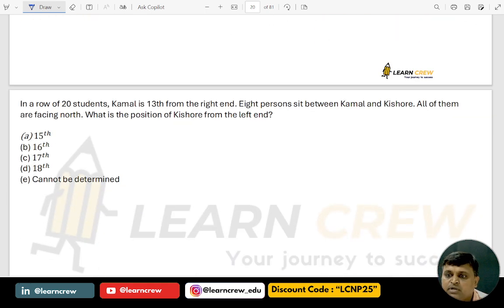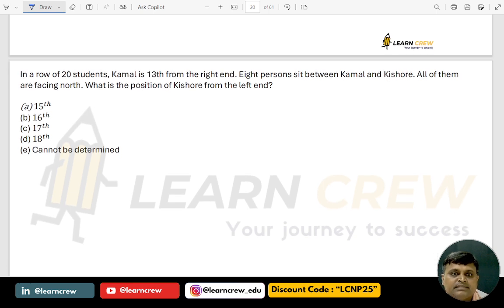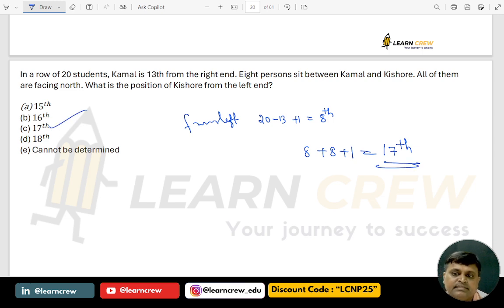Next. In a row of 20 students, Kamal is 13th from the right end. So 13th from the right end means from the left end it is 20 minus 13 plus 1, which is 8th. 8 persons sit between Kamal and Kishore, all of them facing north. What is the position of Kishore? So 8 and 8 persons are sitting between them, so 8 plus 8 plus 1. The answer is 17.